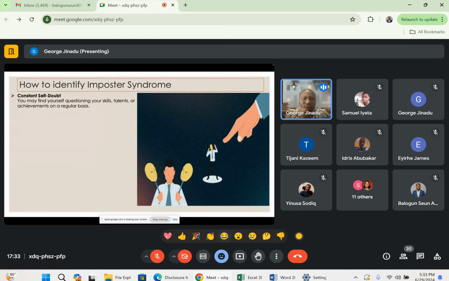Next step is, first, how do we identify it? How do you even know whether you're dull, you don't have anything, or it's just imposter syndrome coming to play? The first thing is constant self-doubt.